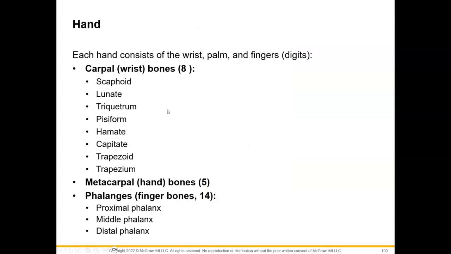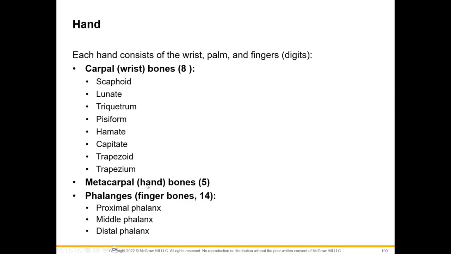Okay, moving down to the wrist, you have 8 carpal bones. You don't have to memorize those. Scaphoid, lunate, triquetrum, the pisiform, the hamate, the capitate, the trapezoid, and the trapezium.